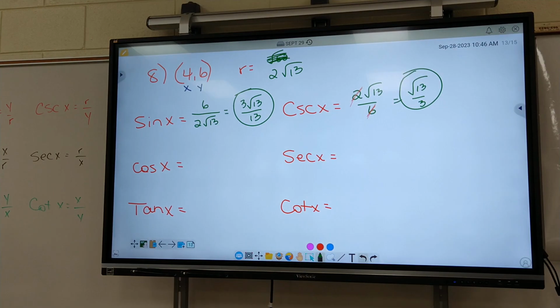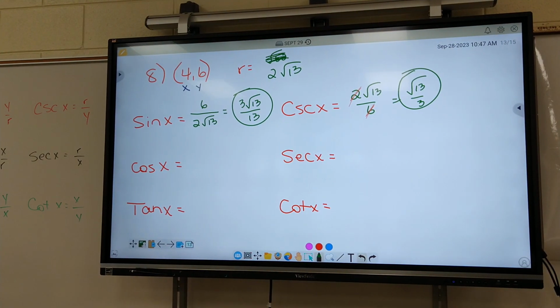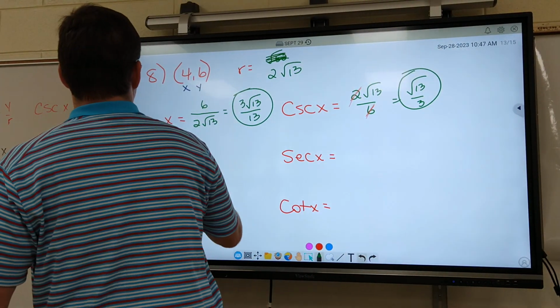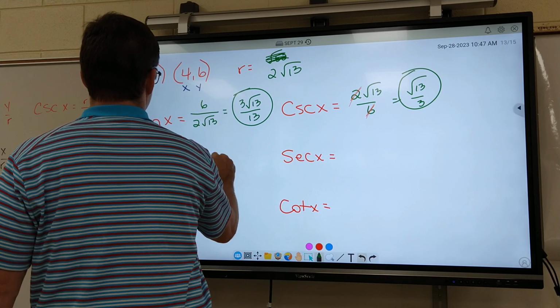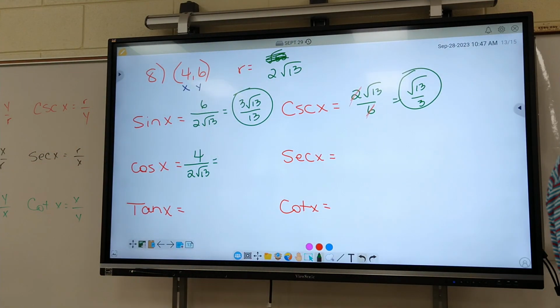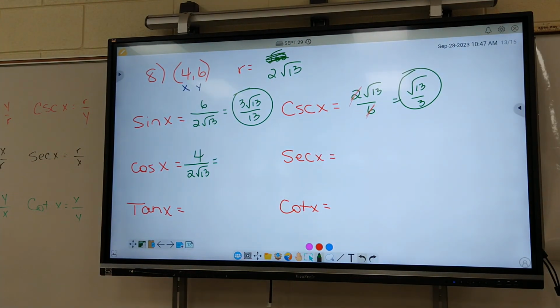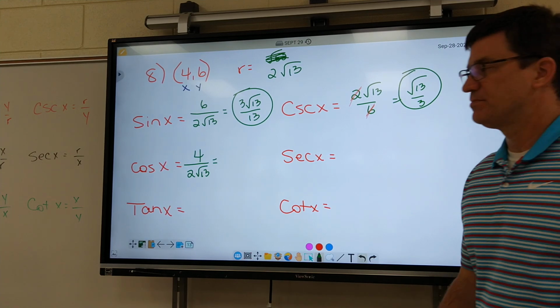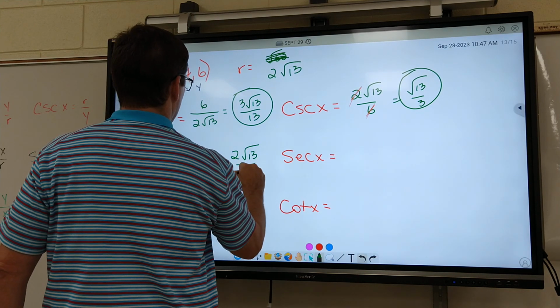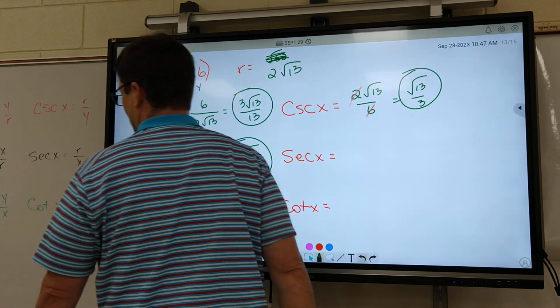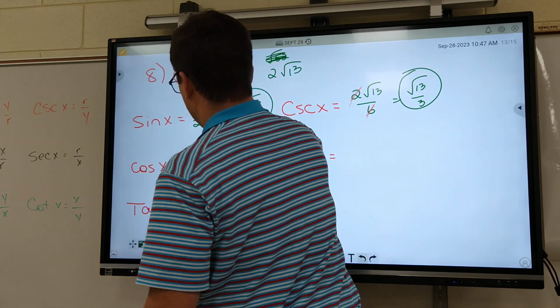All right. Try the next row, cosine and secant. So this next one I got 4 over 2 root 13. Put it in your calculator to simplify it. 4 over 2 root 13 gave me 2 root 13 over 13. All right, which one do we flip? First one or second one? We're going to flip the first one.